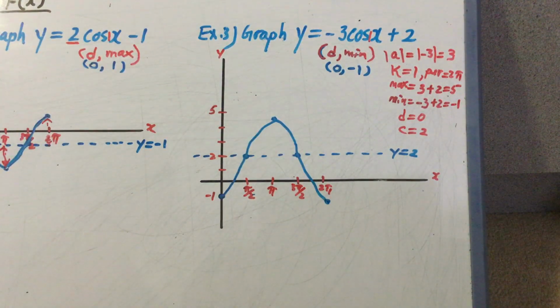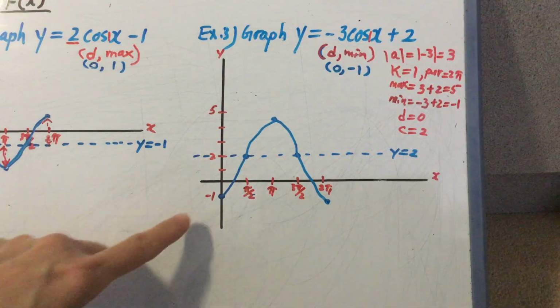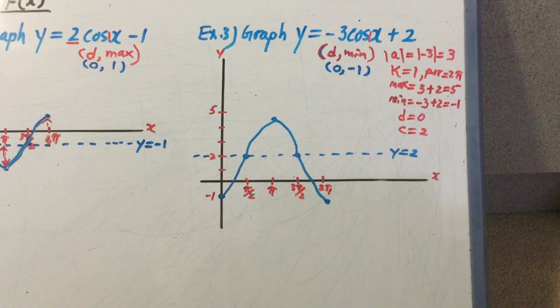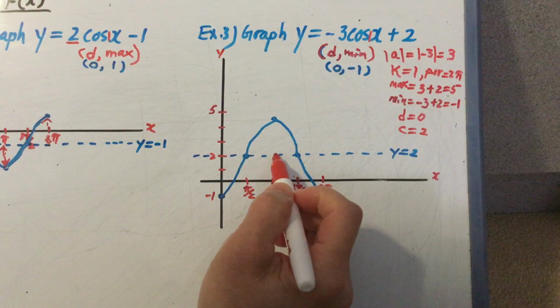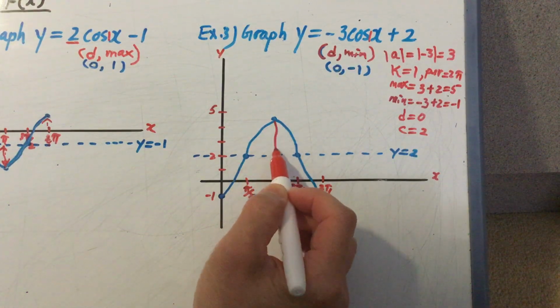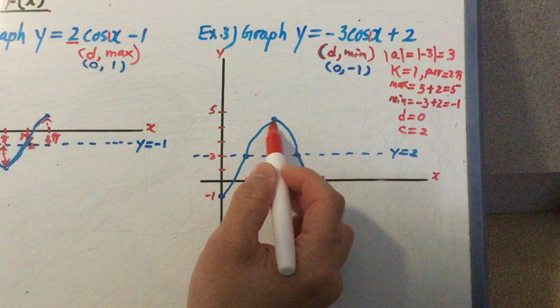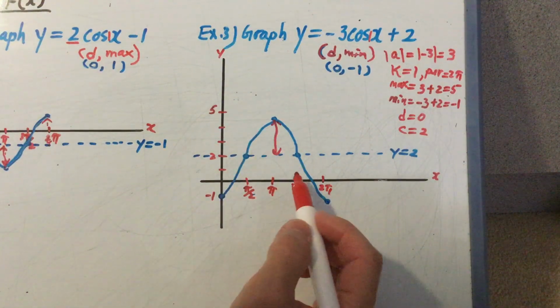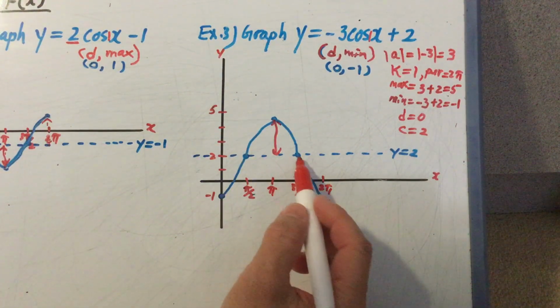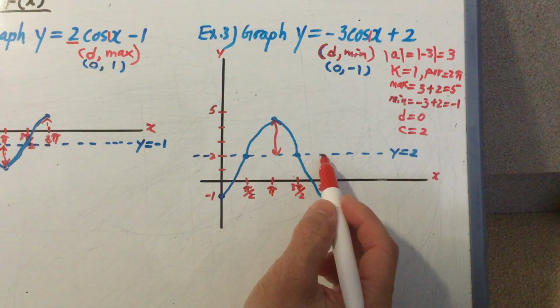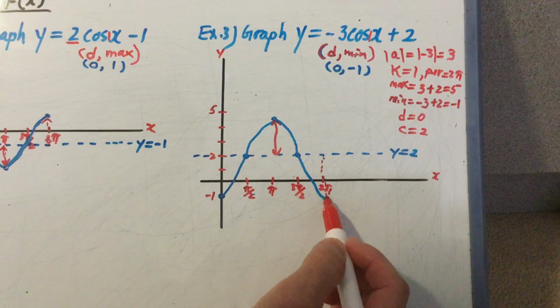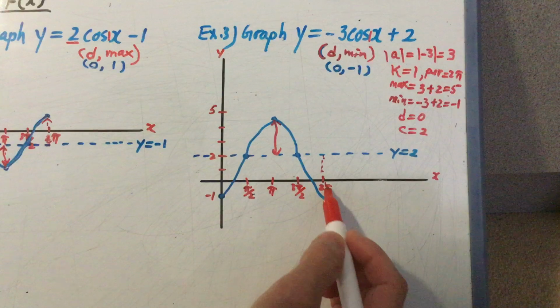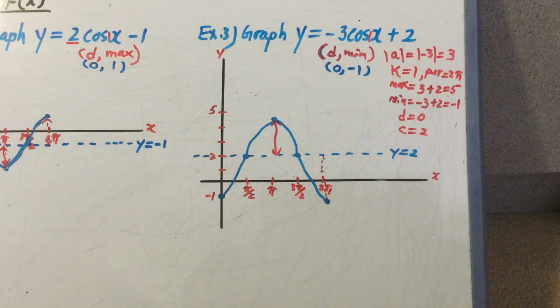Okay, so this is what you should have, and the amplitude is 3. So from here, the distance from here to the maximum is 3 units, 1, 2, 3, and also the distance from the middle line to the minimum is also 3, 1, 2, 3. Okay.